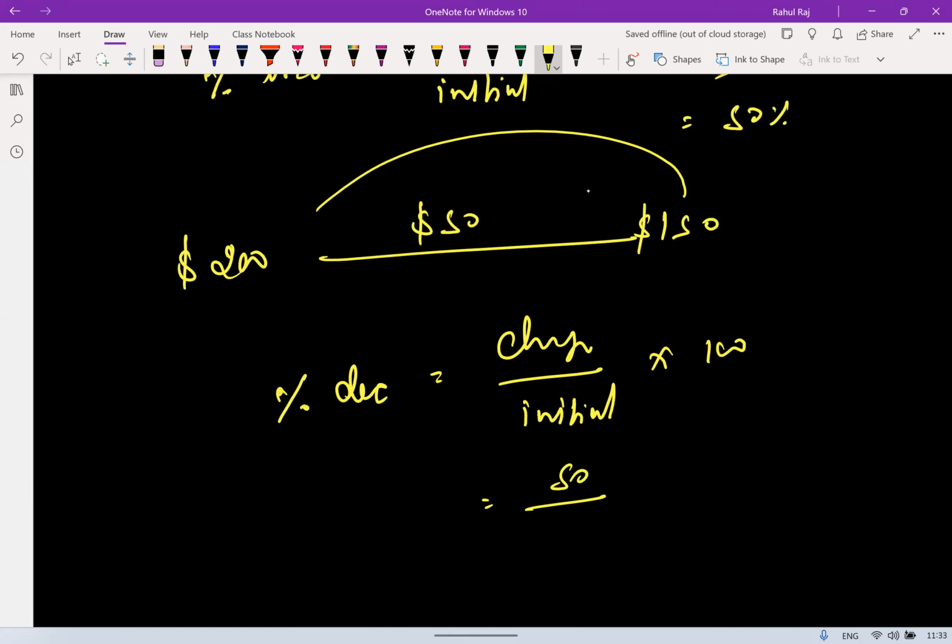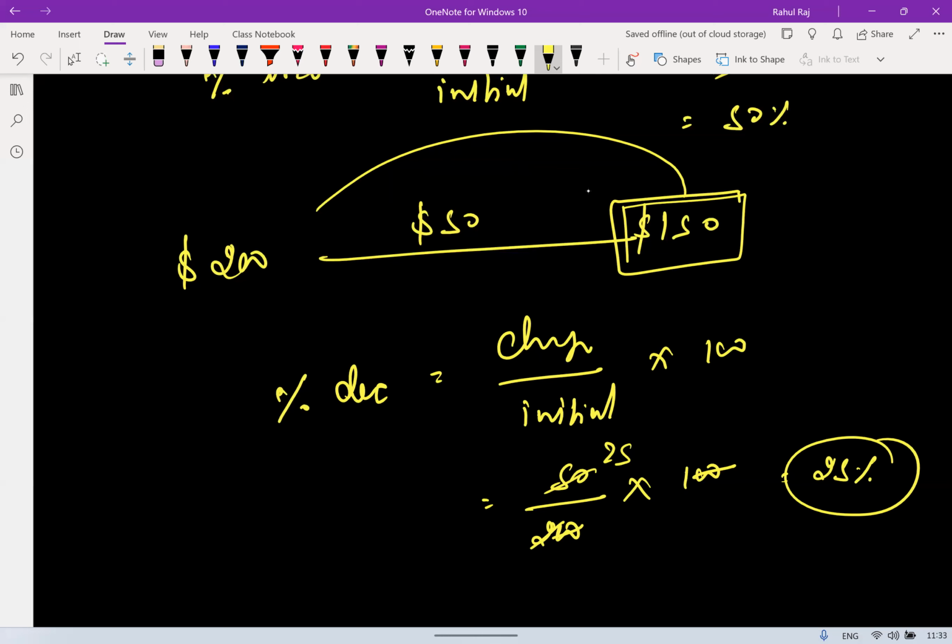By initial, what you had? 200, into 100. So this cancels off, and 25 is the answer. It means now you have 25% less money than what you had before, because you have given me $50. So in terms of total money left with you, it is $150, and in terms of percentage, 25% has decreased.